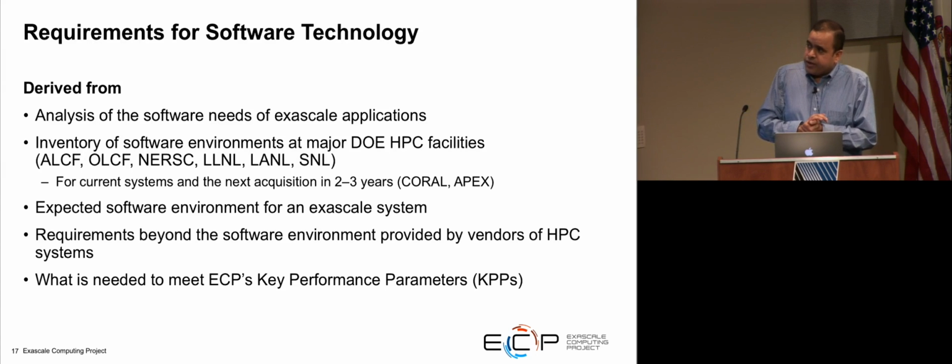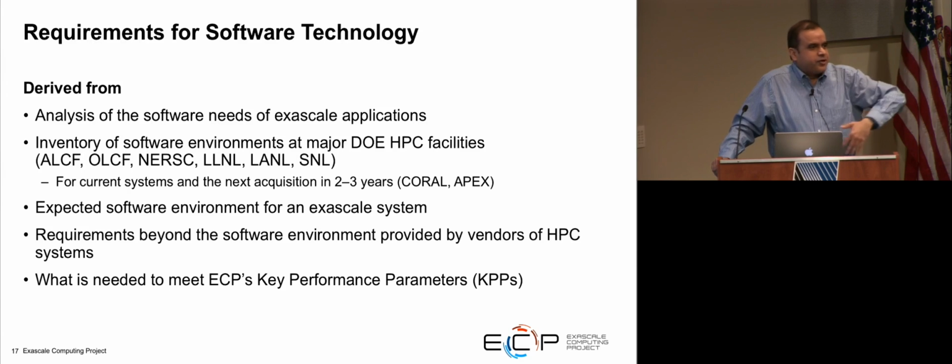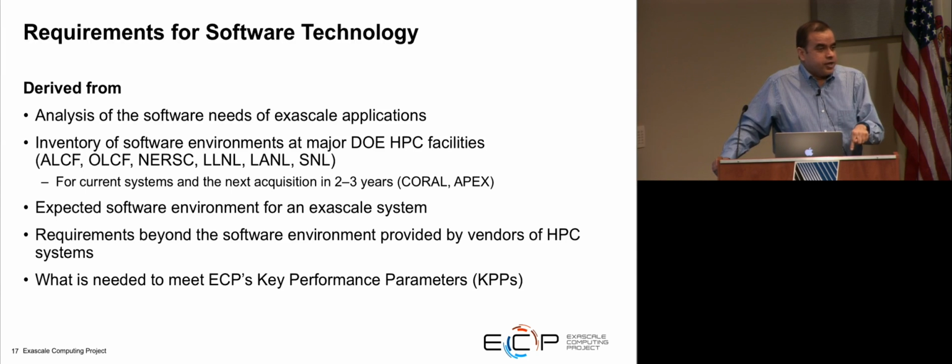So last year we asked these facilities to give us an inventory of the software that is being used at those facilities, both for the current systems that they're running and for their next procurement in the next 2-3 years. So that's the Coral systems at Argonne and Oak Ridge, and the Apex at Berkeley and Los Alamos, and they have that information, and they've given it to us. It's a pretty large set. So I'll show you that.